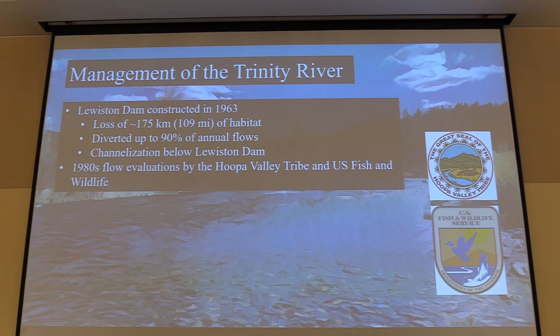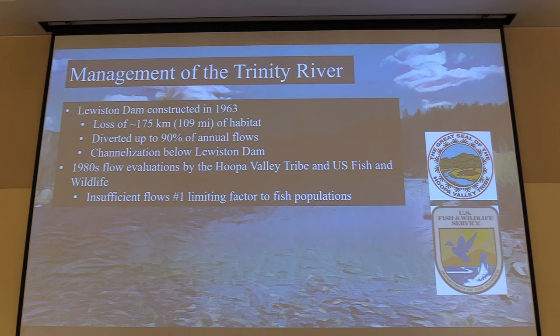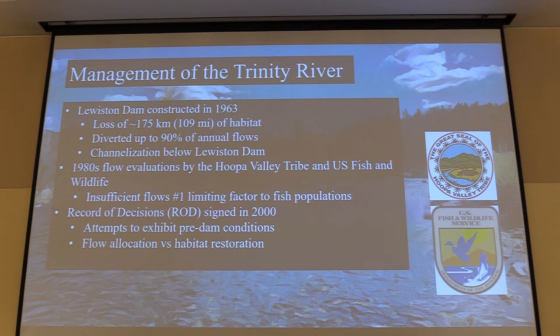In the 1980s, a flow evaluation study was conducted by the Hoopa Fisheries Program and the U.S. Fish and Wildlife, which ultimately found that insufficient flows were the number one limiting factor to salmon populations downstream of Lewiston Dam. And that led to the signing and implementation of the Record of Decision, signed in 2000, which attempts to restore pre-dam conditions through a variety of actions, including flow allocation, as well as site-specific habitat restoration, like gravel injections and channel reconstruction, which is pretty prevalent on the Trinity River.